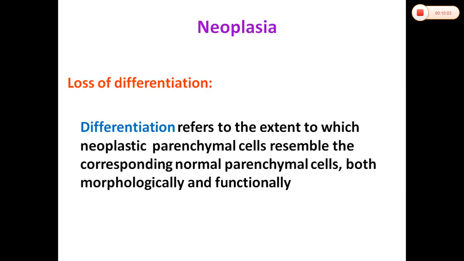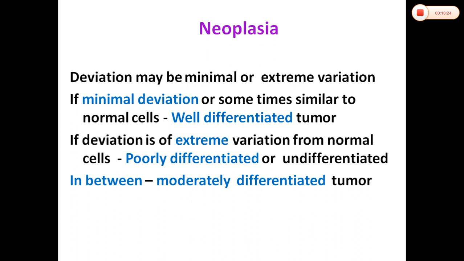Loss of differentiation is an important feature of anaplasia. So before going to what loss of differentiation is, first we should know what differentiation is. Differentiation refers to the extent to which the neoplastic parenchymal cells resemble the corresponding normal parenchymal cells both morphologically and functionally. Deviation can be either minimal or extreme.